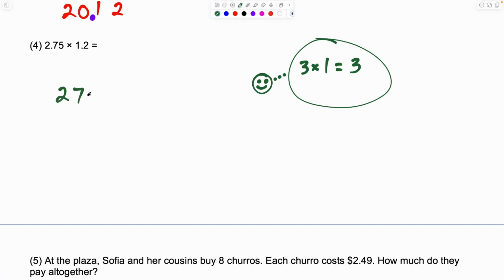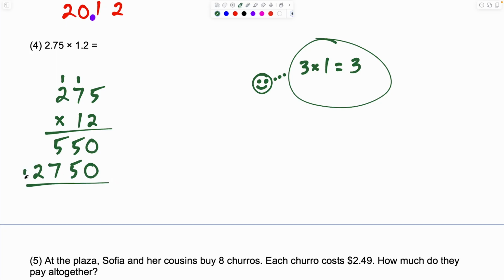I have 275 times 12. I'm going to pretend there's no decimals here. Well, then I could do 2 times 5 is 10. So I have a 0 and I carry the 1. 2 times 7 is 14, and 14 plus 1 is 15. I carry the 1. And then 2 times 2 is 4, plus 1 is 5. And now I put a placeholder. 1 times 5 is 5. 1 times 7 is 7. 1 times 2 is 2.